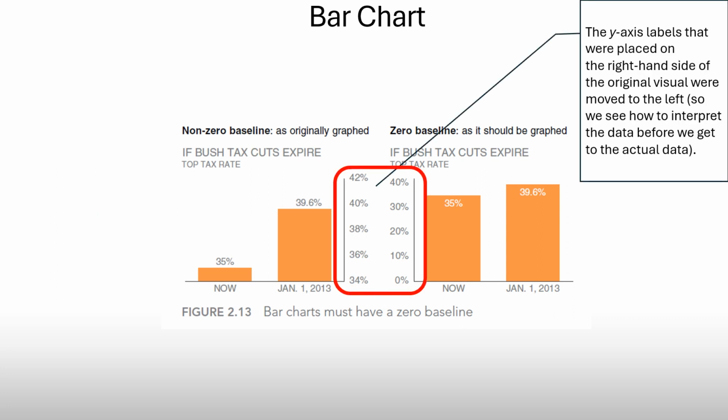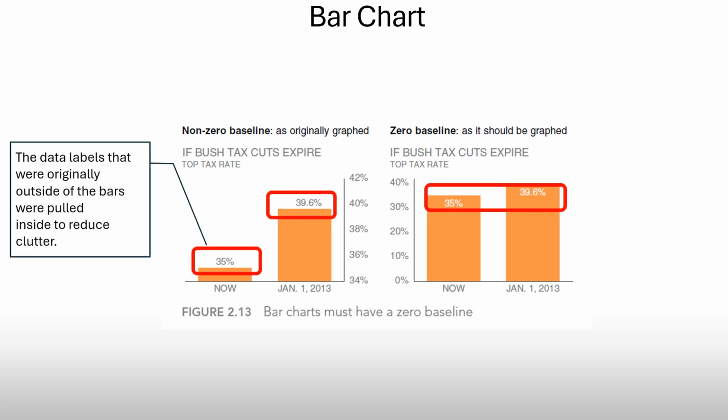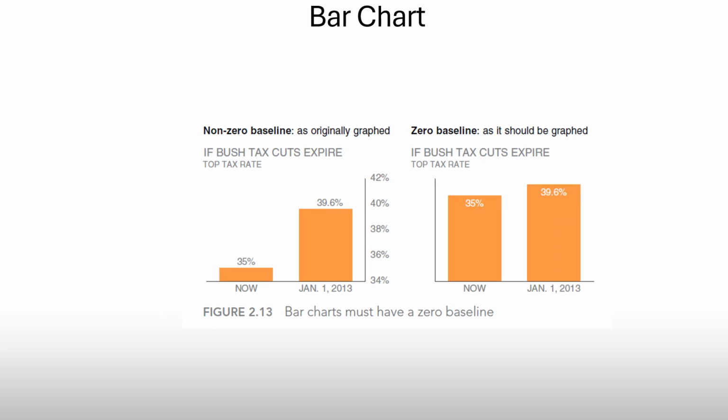Also notice for visual effect, the labels on the y-axis have been moved from the right side on the first chart to the left side on the second chart. Remember, we read from left to right. In addition, notice that the labels of the columns on the first chart were above the columns. On the second chart, the labels are within the columns.